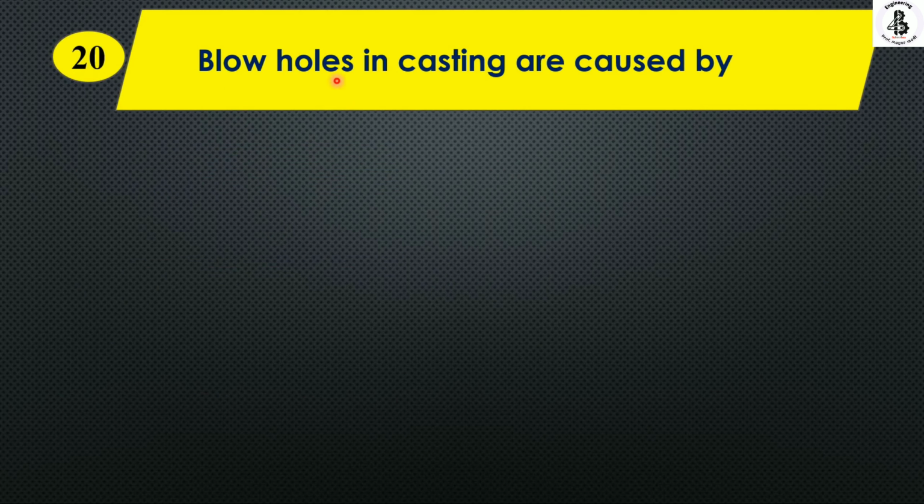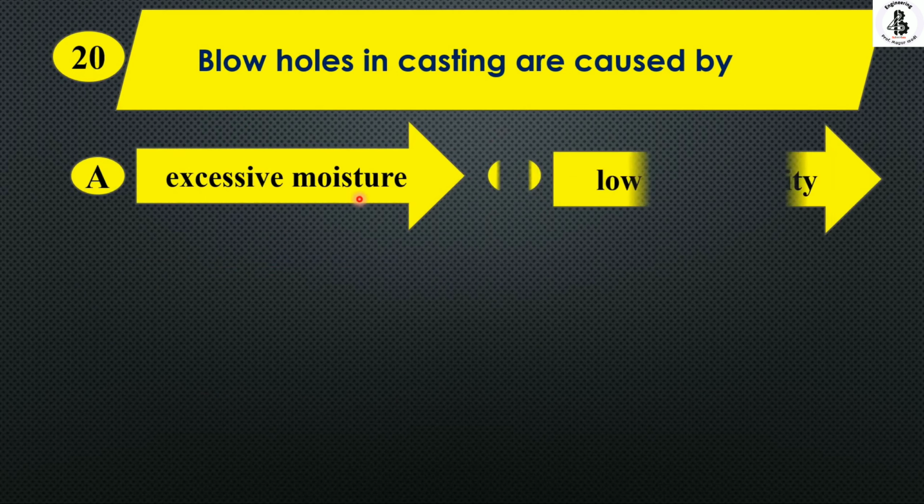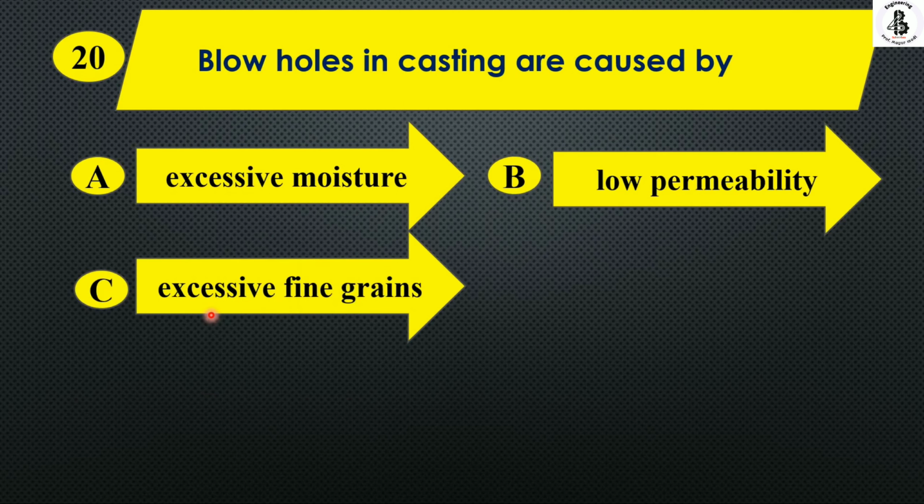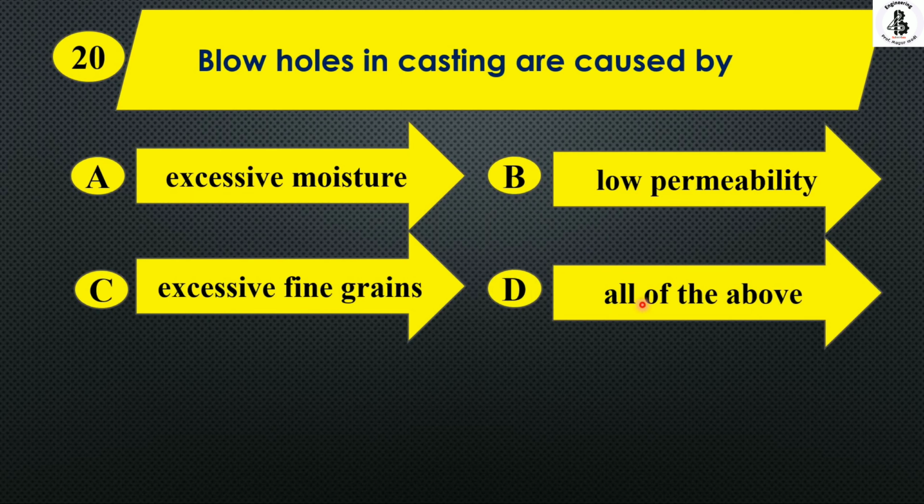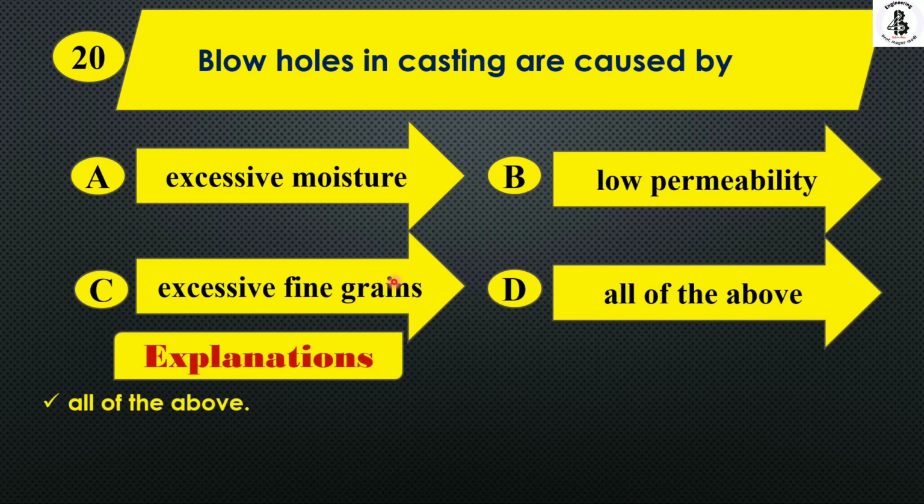Then next, blowholes in castings are caused by? Option A, excessive moisture. Option B, low permeability. Option C, excessive fine grains. And option D, all of the above. So basically all three, excessive moisture, low permeability, and excessive fine grains, are causes of blowhole defects. So all of the above. So the right answer is option D.